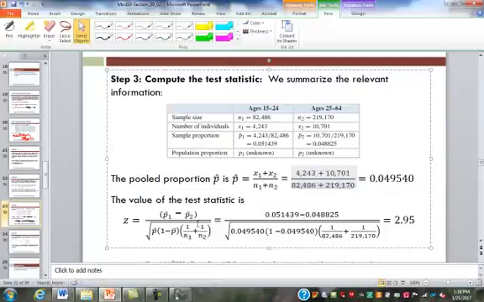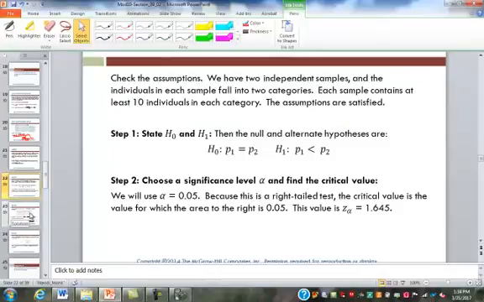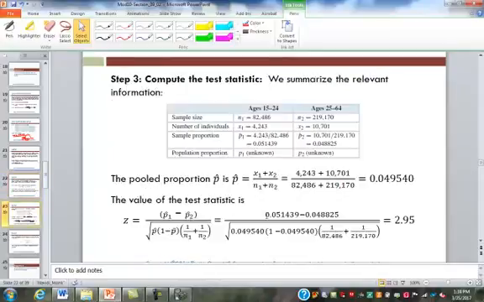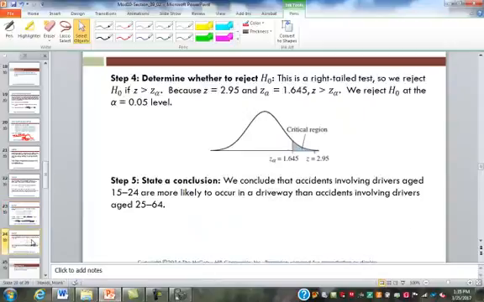So our test statistic, they subtract the proportions. So the 5.1% for the kids minus the, they said the proportions the other way? No, they didn't. And the 0.0488 for the older drivers, divided by that pooled standard error again, they get a test statistic of 2.95. We're calculating this a little backwards.